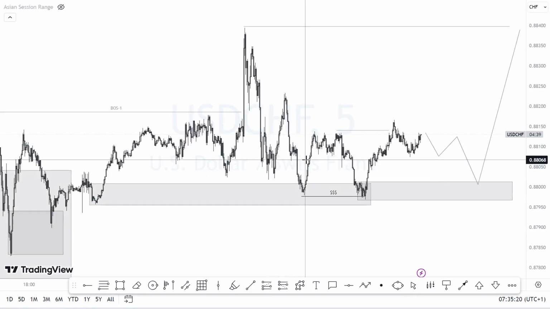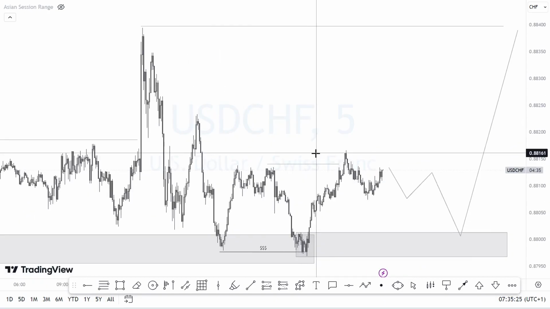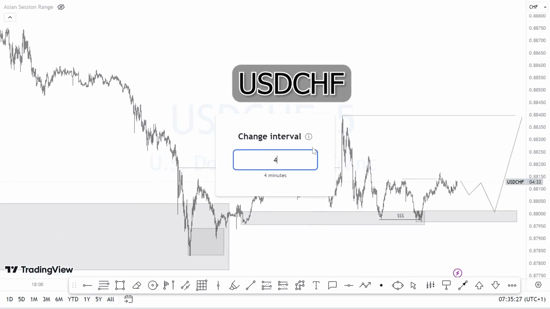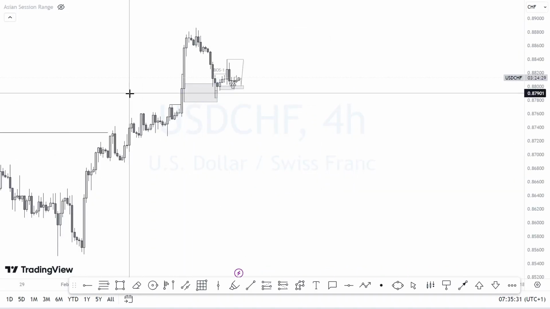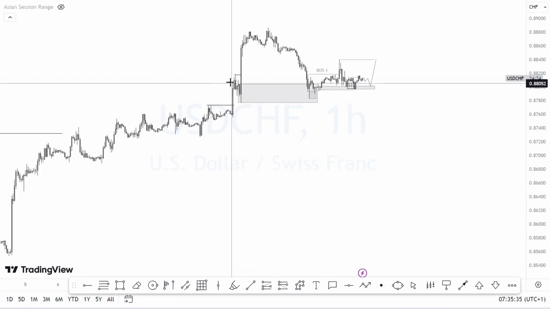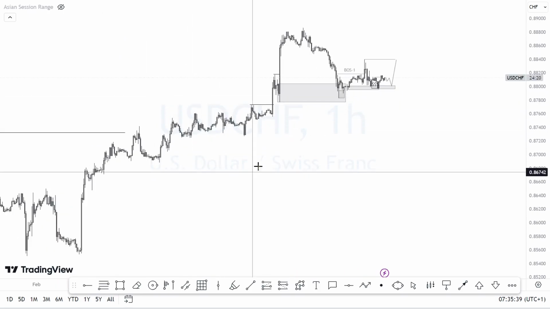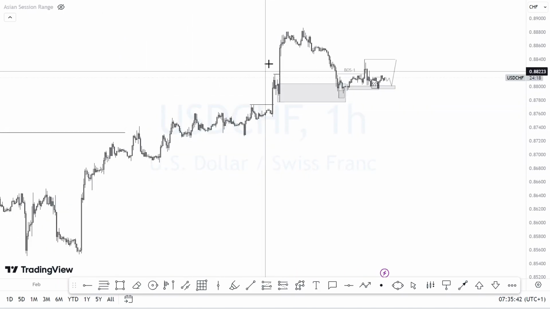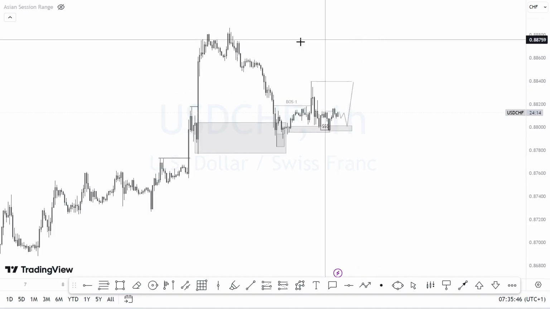Now for the dollar Swiss, which is USD/CHF, on the 4 hour time frame, nothing is really clear, honestly. So I was just using the 1 hour time frame for my directional bias. So you can see price has been forming higher highs and higher lows, higher highs, higher lows, higher high, higher low. So there's a potential for a higher high to form.